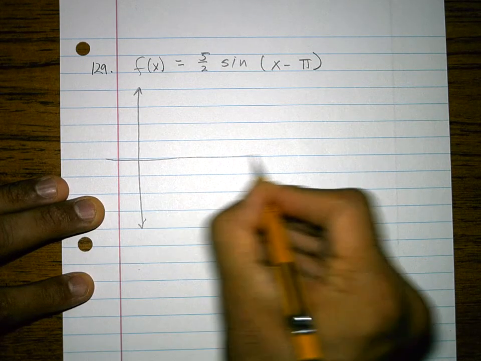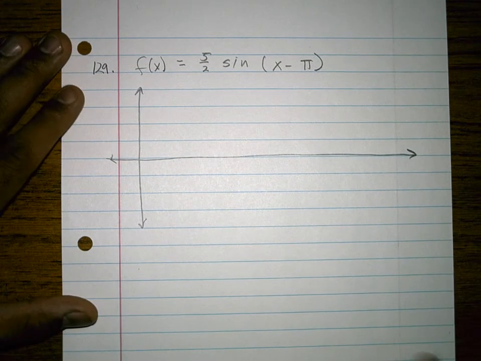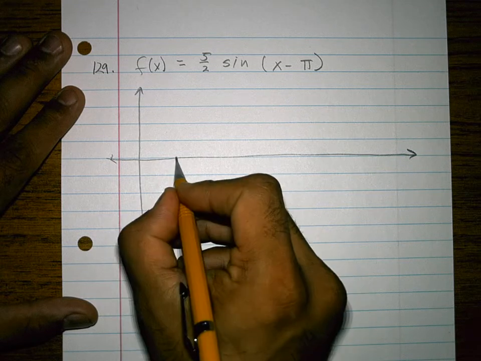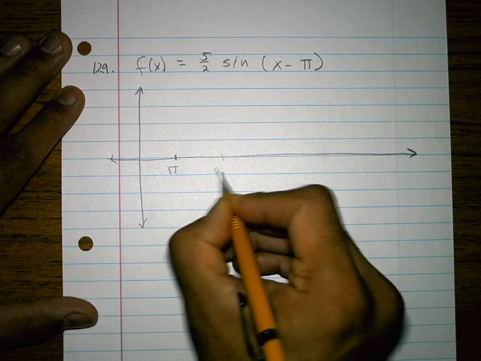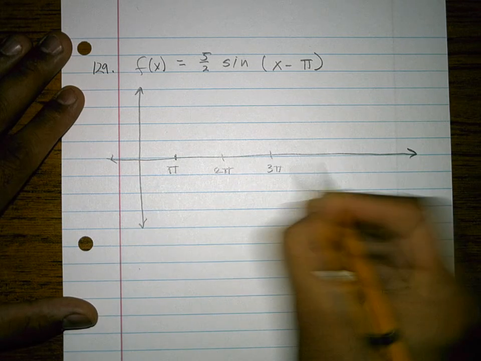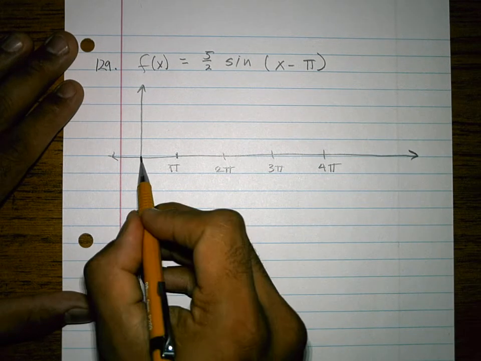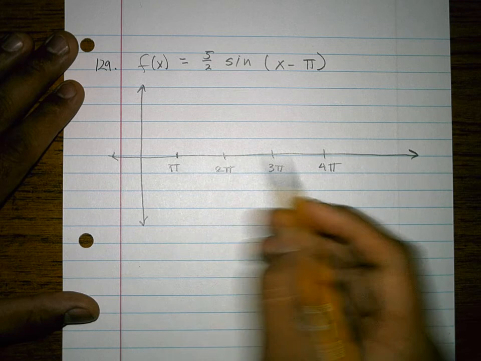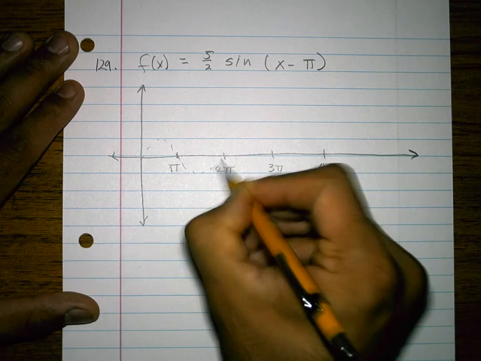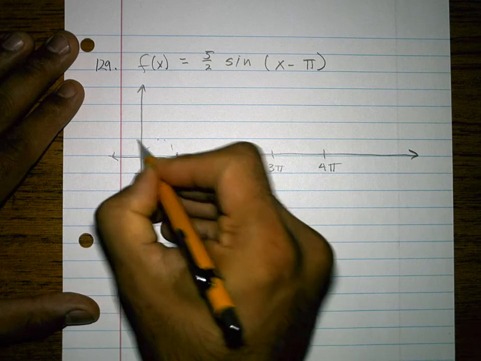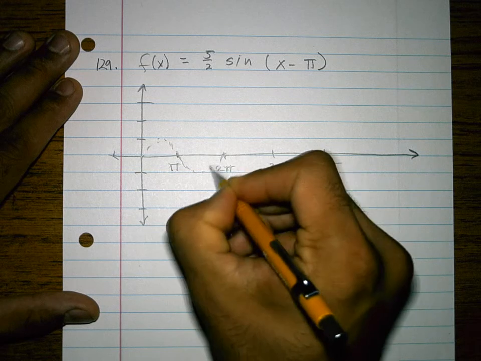So setting this up again, I'm going to go ahead and set this up as pi, 2 pi, 3 pi, and 4 pi. If I had a parent function, I would start here and end here, right? Which would go basically up 1, down 1. That would be my parent function, just that little graph right there.